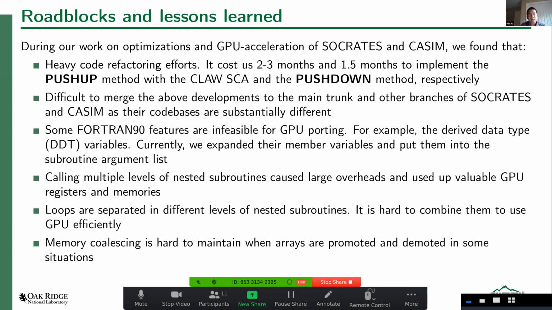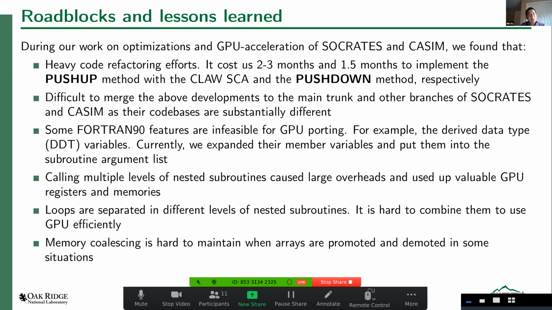We are working closely with the Met Office colleagues to try to merge our development into their repositories. And some Fortran 2003 features are infeasible for GPU porting, for example, the derived data type, so we just expand their member variables and put them into the subroutine. Calling multiple levels of nested subroutines caused large overheads and used up the available GPU registers and memory. So a big kernel may not be a very good choice.